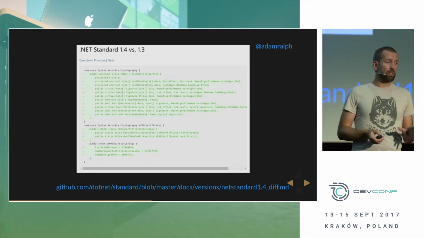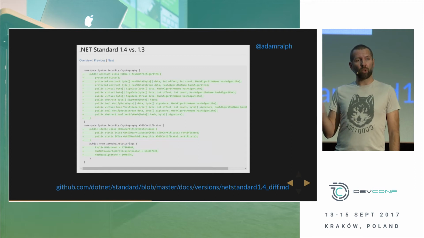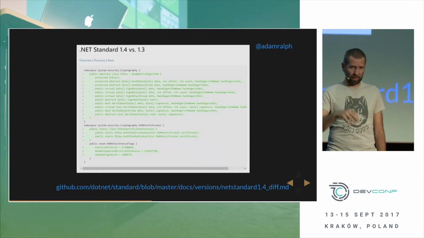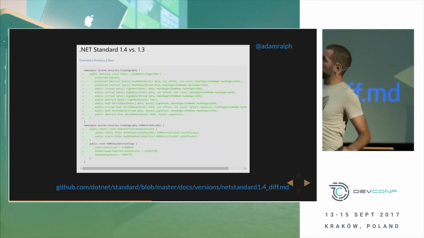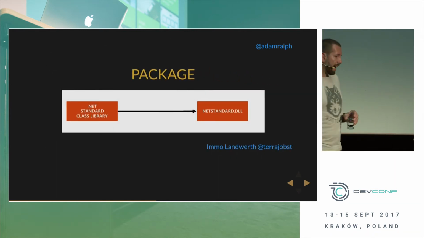As I said, the documentation on this is fantastic. This is a diff between 1.4 and 1.3. You can diff every single version of .NET Standard with the previous one, and it will give you a full list of what's been added. 1.4 to 1.3 is very small, as you can see. And how does this work?